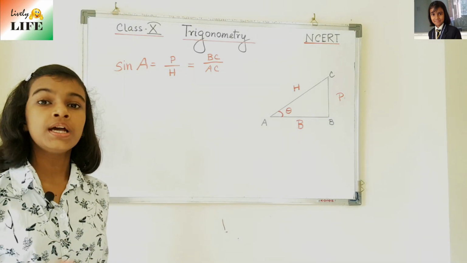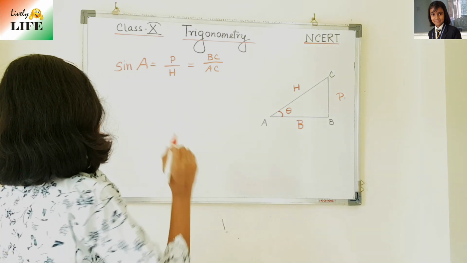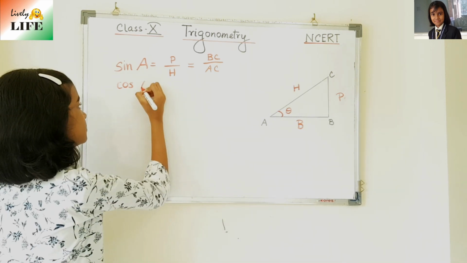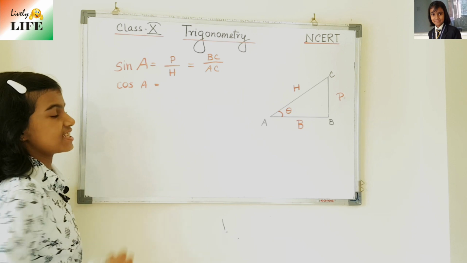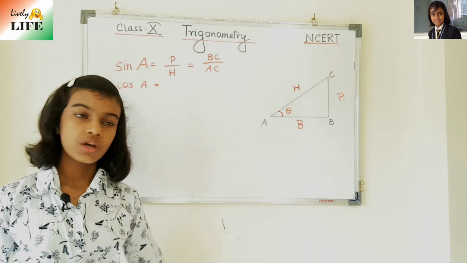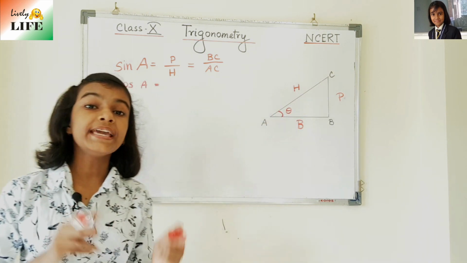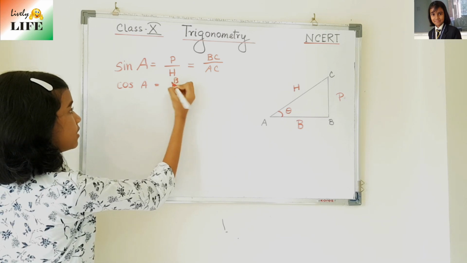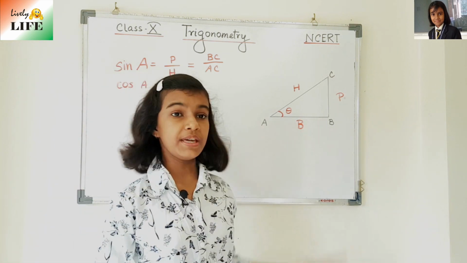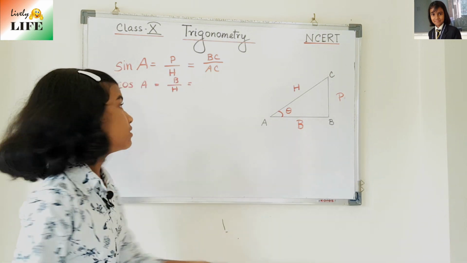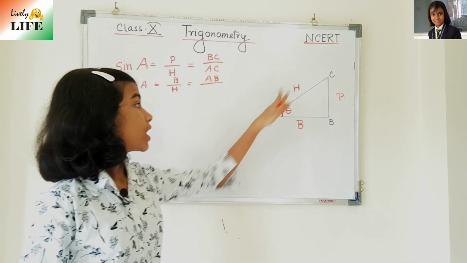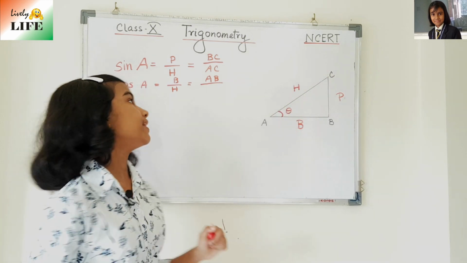Now let's move to the next one. That is cos, cos A. What is cos A? Cos A is the ratio of the base to the hypotenuse. B by H. And what is B? The base is AB. The hypotenuse is AC, right? So cos A is AB by AC.